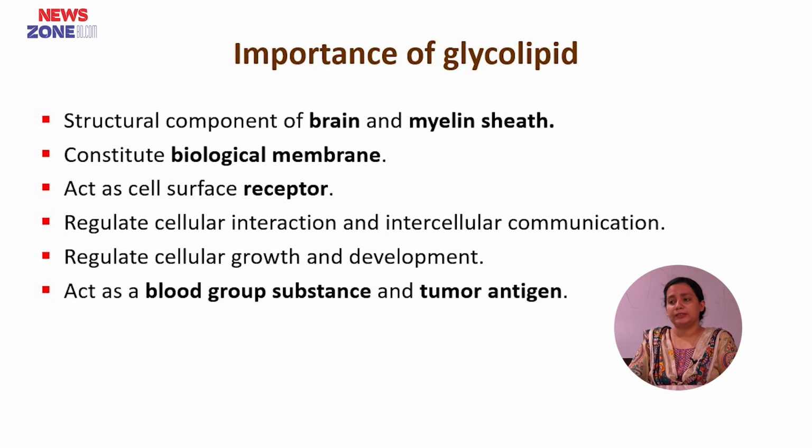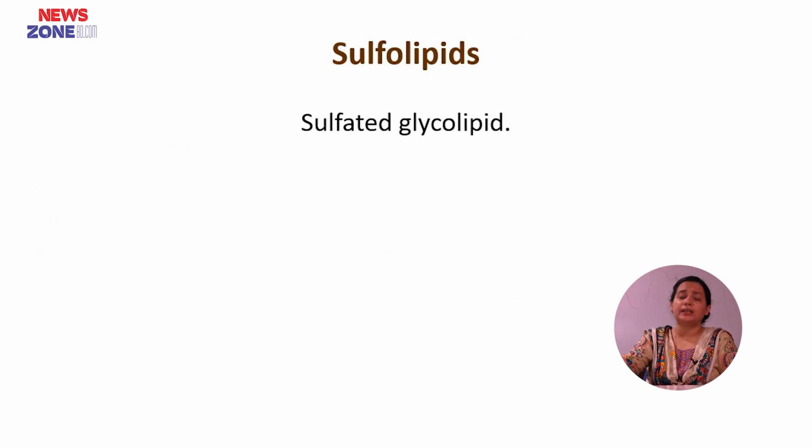The importance of glycolipids: they are structural components of brain and myelin sheath. They also constitute biological membrane. In biological membrane, the glycolipid is always attached to phospholipid or glycoprotein with a covalent bond. They act as cell surface receptors and regulate cellular interaction and intracellular communication, regulate cellular growth and development, and act as blood group substances and tumor antigens. Sulfated glycolipids are known as sulfolipids.